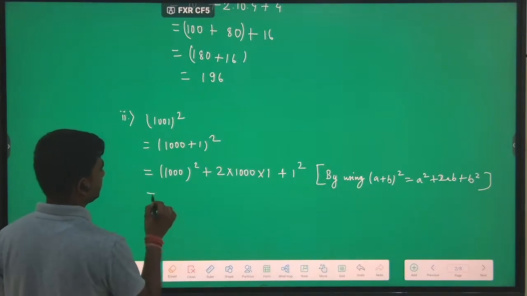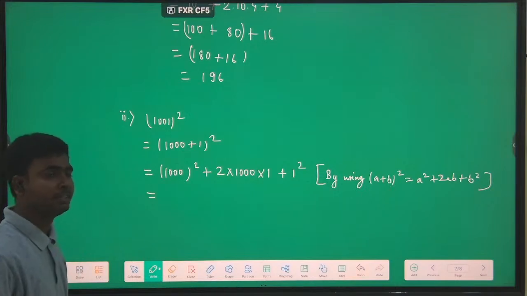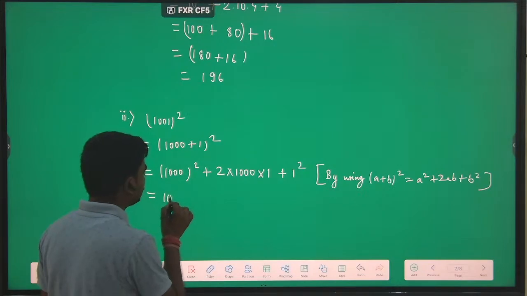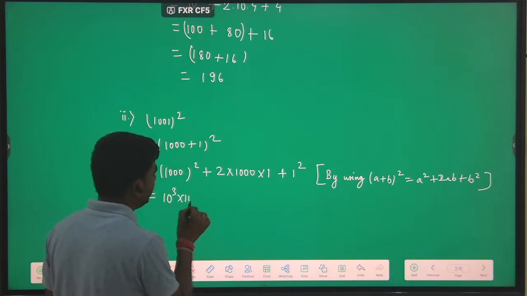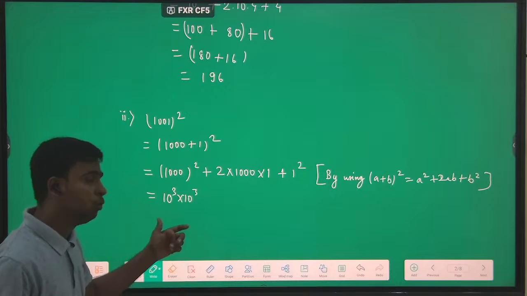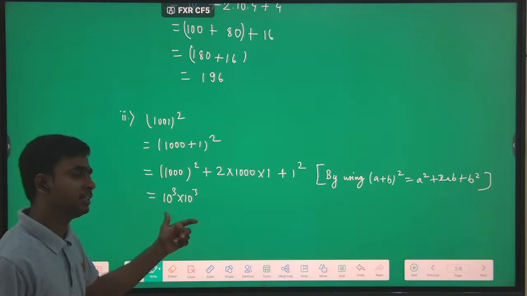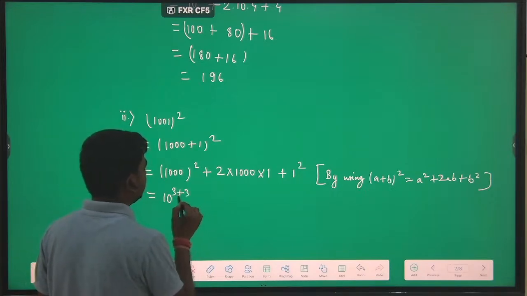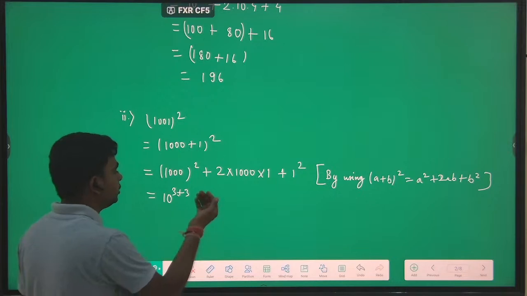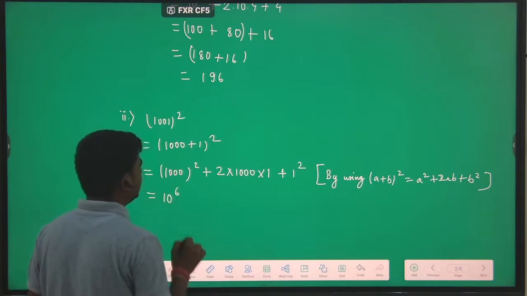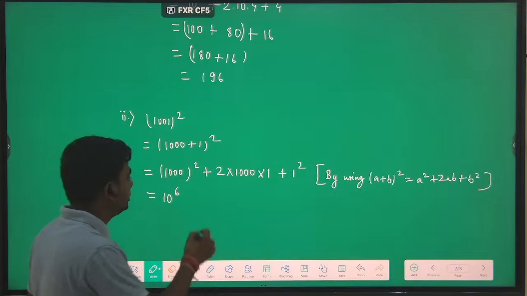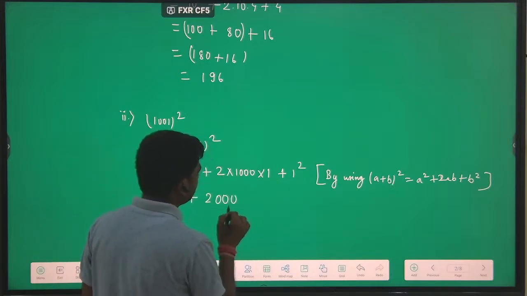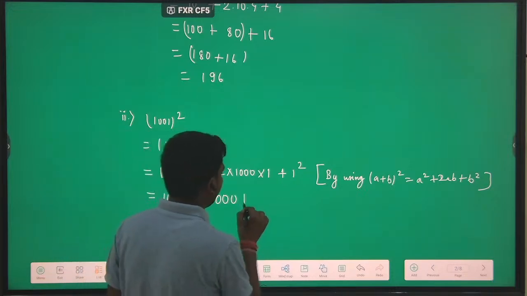Now this value is what? 1000 to the power 2. That means 1000 into 1000. In 1000 there are 3 zeros. So it is 10 to the power 3 into 10 to the power 3. So when base is same, under multiplication powers are added. So it will be 10 to the power 3 plus 3. That means 10 to the power 6. So the value will be 10 to the power 6 for 1000 square, plus 2 into 1000. That means 2000. Okay, plus 1.